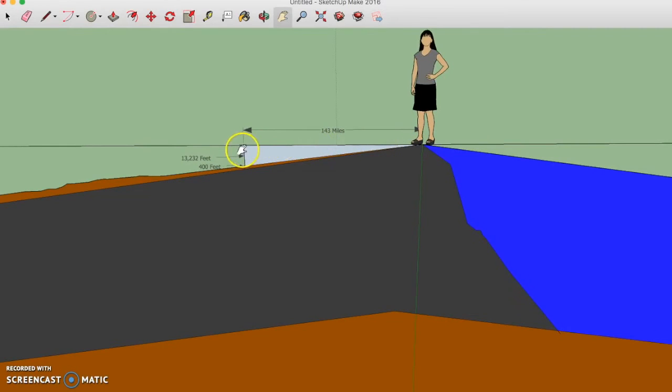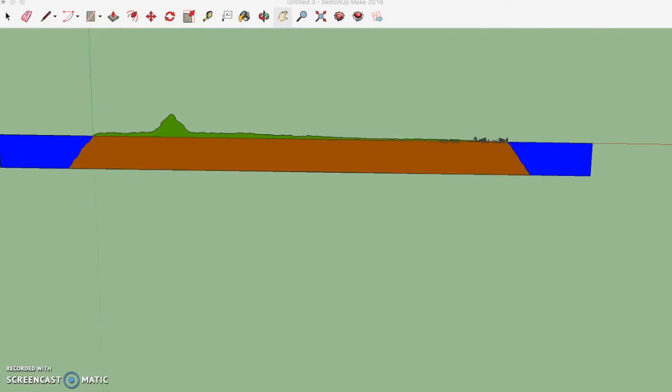So looking back towards my house, 143 miles, the river is 13,232 feet below my feet at the coast. Okay, that means the river has to flow uphill, almost the height of the tallest mountain in the United States. It's got to flow up that to where I'm at. That's not what happens. That's not reality. We don't live on a ball.